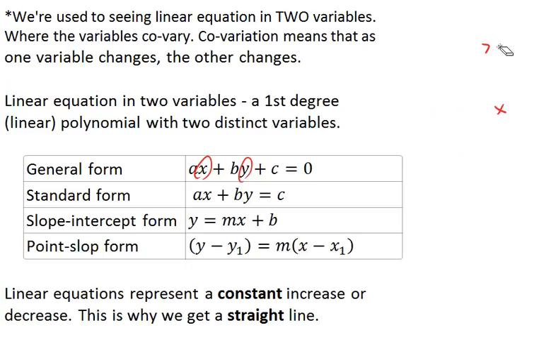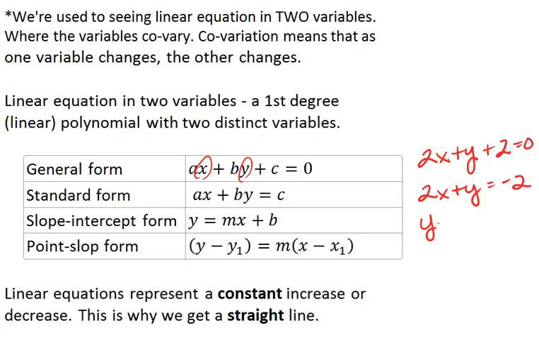An example could be 2x plus y plus 2 equals 0. In the standard form, we put the variables on one side and the constant term on the other, which would be 2x plus y equals -2. In slope-intercept form, we put y on one side as our output and x on the other side as our input. So we solve for y essentially, giving us y equals -2x minus 2.